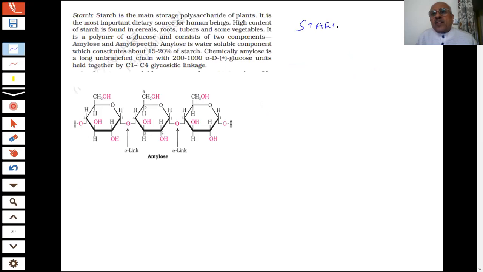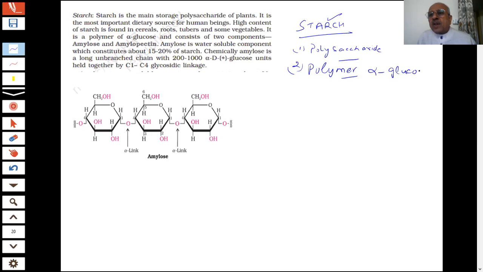Now there will be a question on this in the paper. Starch: first of all, what is starch? It is a polysaccharide. That means it will contain a large number of glucose units. It is a polymer of alpha glucose. Which glucose unit? Alpha glucose. Question number 2: what is the monosaccharide of which starch is made up? Alpha glucose. So you are eating so much glucose when you are eating starch. And it is present in vegetables, roots, tubers.